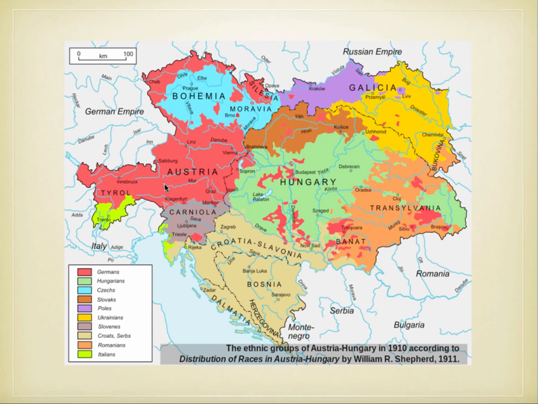that you can see divided based on ethnic background of the people living within the empire. And you can see some tremendous diversity. Of special note to us is the large population of Serbs who live in the Austrian region of Bosnia. Their push for nationalism is going to be one of the immediate causes for the First World War.